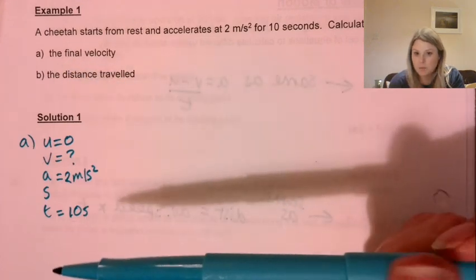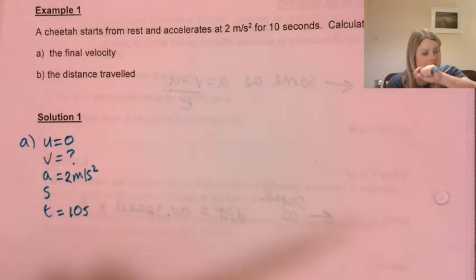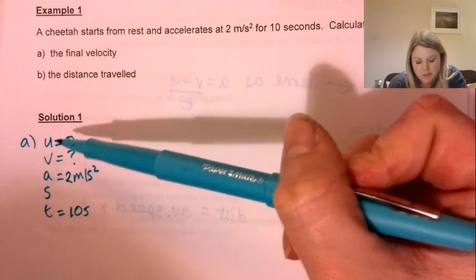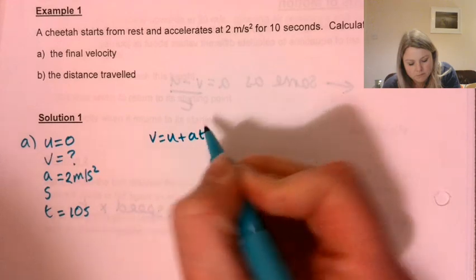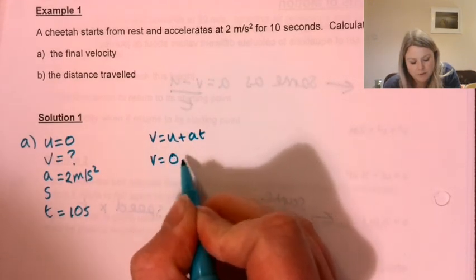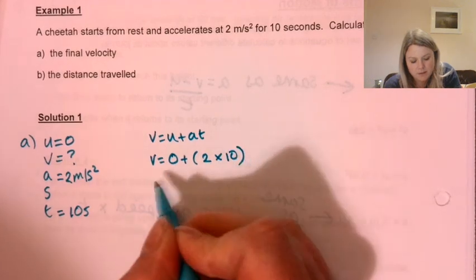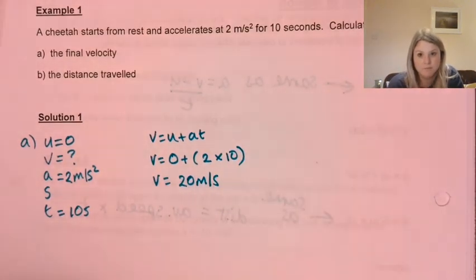Okay, and before you get used to them, you might start at the top of your page whenever you're doing these, have all your equations listed out, but after a while you will get to know them. So what equation links U, V, A and T? V equals U plus AT. Okay, so V, U is 0, A is 2 multiplied by T, which is 10. So our final velocity is 20 meters per second. Okay, so part A, easy enough.